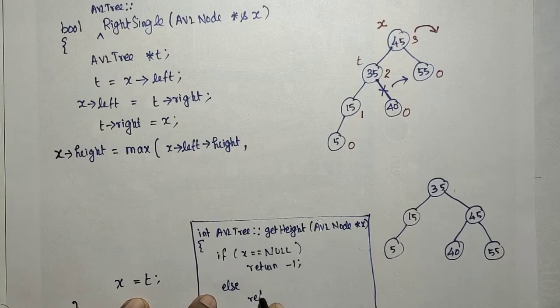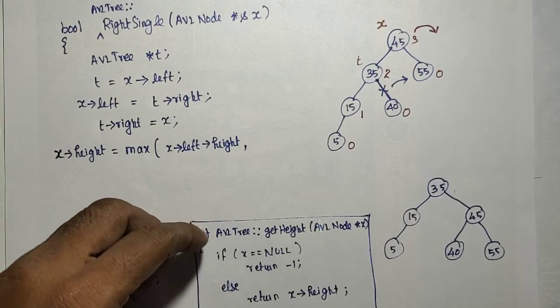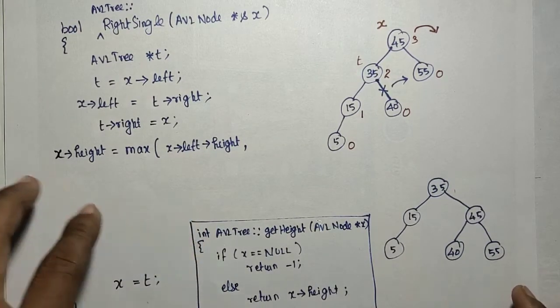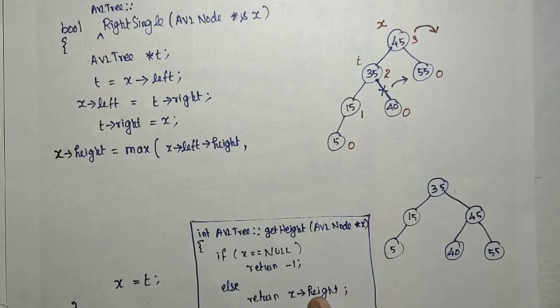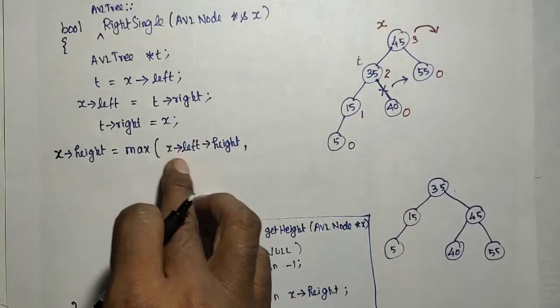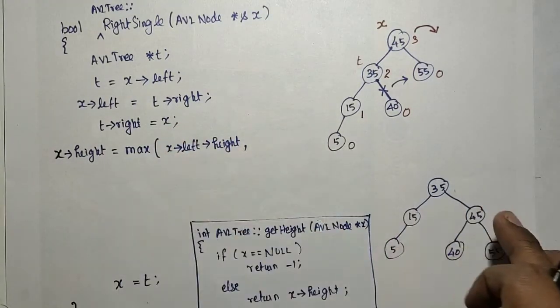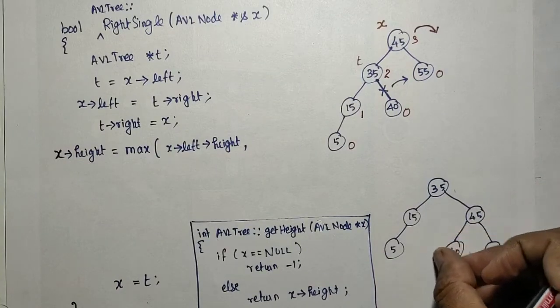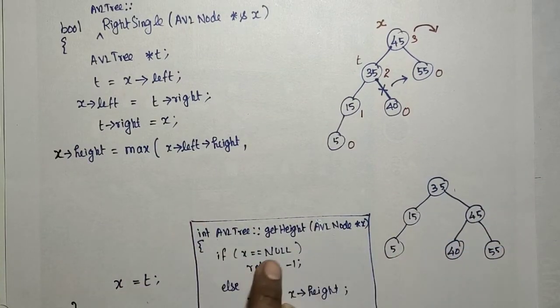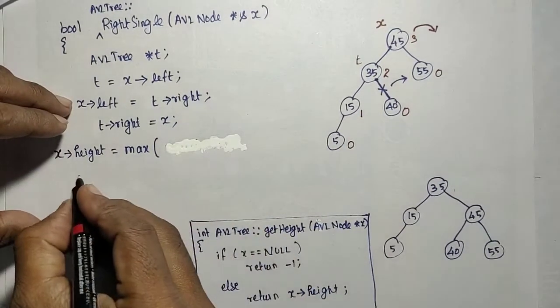So return x of height, the height of that x will be returned. Like that we have to define the getHeight, so that it returns just the height if it is not equal to null, otherwise -1. So if I want to find the left height, the left subtree height, I need to use this function. I will give an example here.